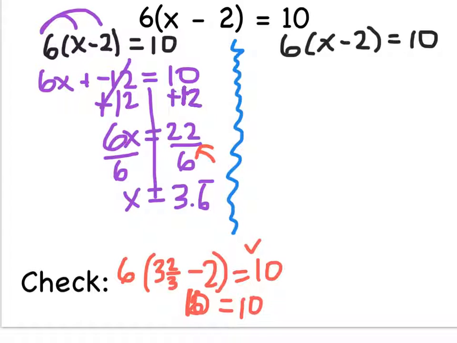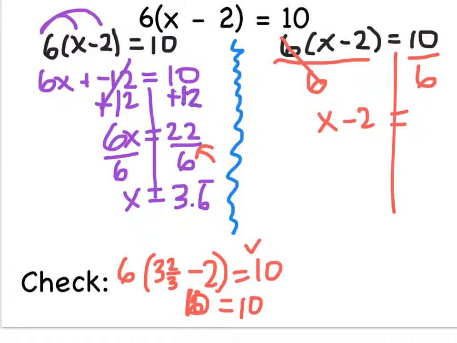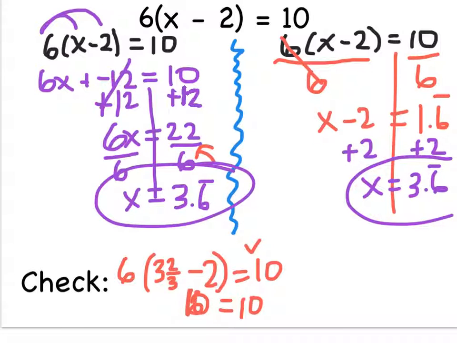Now let's contrast this with the other side, the other method. I'm going to divide both sides by 6. 6 divided by 6 is 1, so I have one group of x minus 2, and that's going to equal 10 divided by 6. Now 10 divided by 6 is 1.6 repeated. Now I'm going to add 2 to both sides. So x is going to equal 3.6 repeated. So either way, we are going to get the same answer, either method.